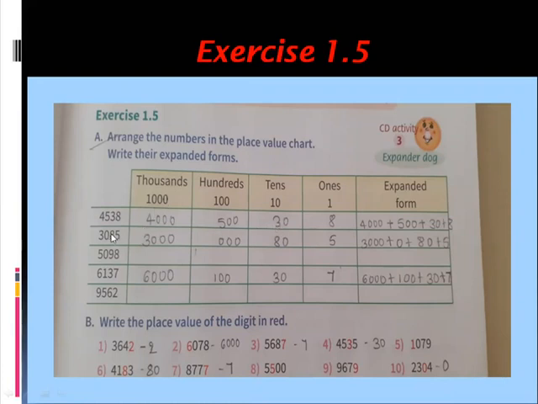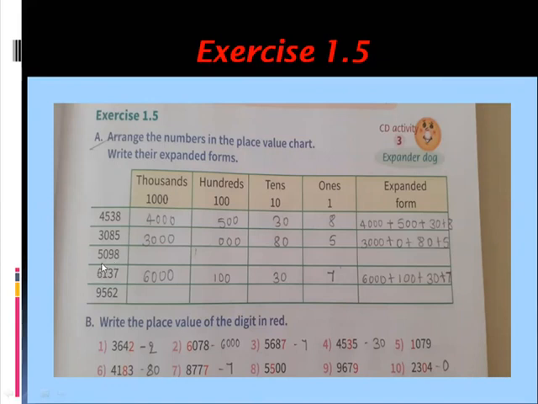Okay. See, second one, 3085. 5 is in the ones place, so the place value of 5 equals 5. 8 is in the tens place, so the place value is 80. In the 100 place, 0 is there, so you have to put 0 only. And then in the 1000 place, 3 is there, so the place value of 3 is 3000. And then you have to write that number in expanded form: 3000 plus 0 plus 80 plus 5. Understood now? Okay, next one.